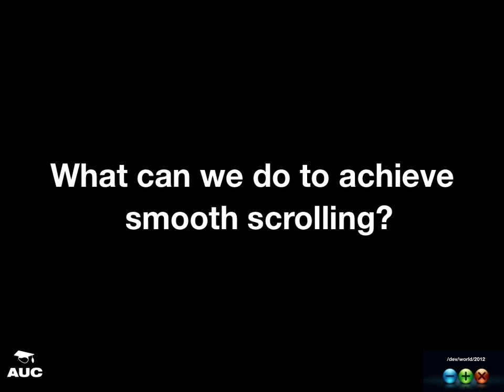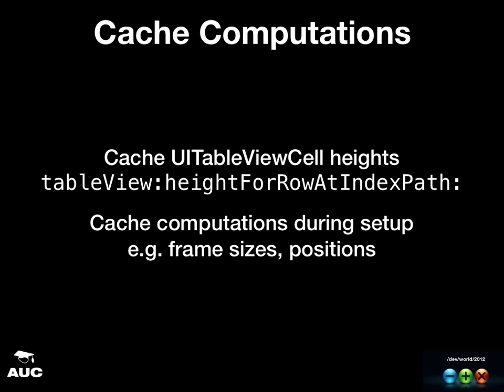Okay, so what can we do to achieve smooth scrolling? The first strategy that we could use is to cache computation. One of the things that TableView asks from its data source is the row height. UITableView is actually quite smart. It doesn't create every single cell in the row; it only creates them when it's about to be displayed. So it creates them lazily. That's how we call it.